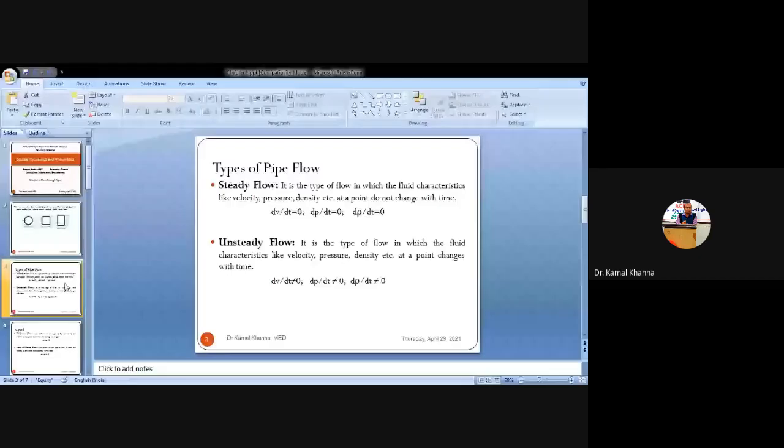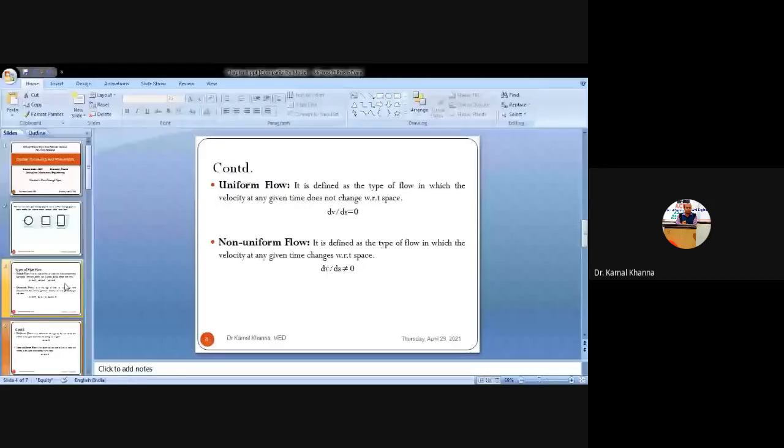Next is the uniform flow or the non-uniform flow. The flow in which the velocity at any given point does not change with respect to change in the space. That is, if you are measuring the velocity at the entry point and also at the middle point of the pipe, and at the last point of the pipe, the velocity remains same. That is, it does not change with respect to change in the place at which it is being measured.